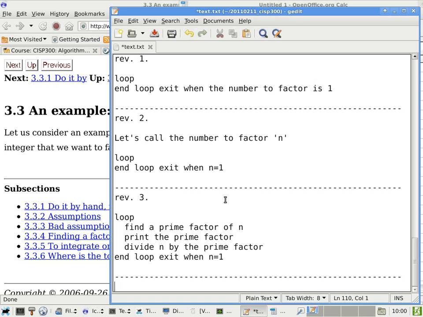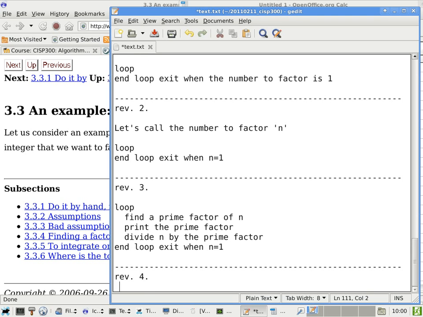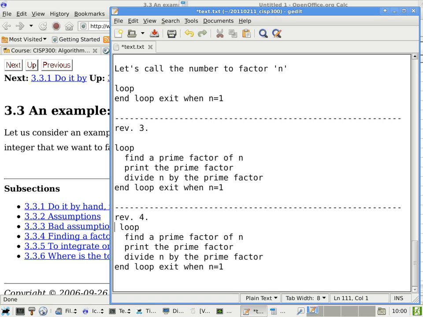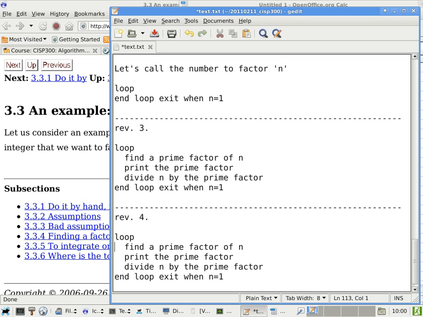Okay, so in revision 4, I will try to use more concise and more precise notations. So I'll copy this code here, and I'll say, okay, what can we do to make it more concise? Finding a prime factor f of n, I don't think we can simplify that much. Printing the prime factor, divide n by the prime factor. We can do something about this step here. n gets n divided by the prime factor.